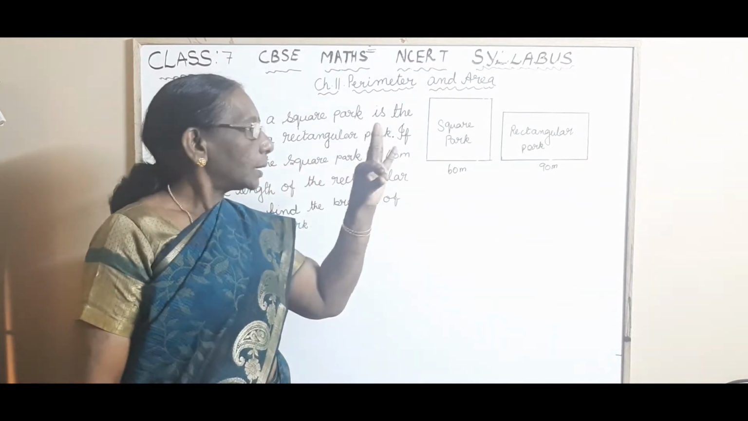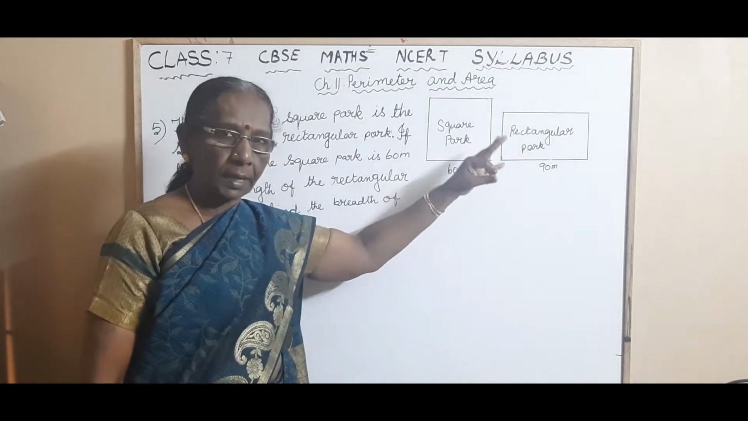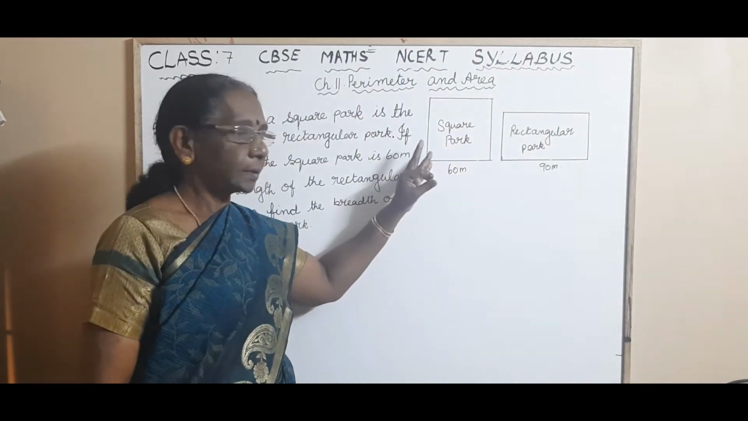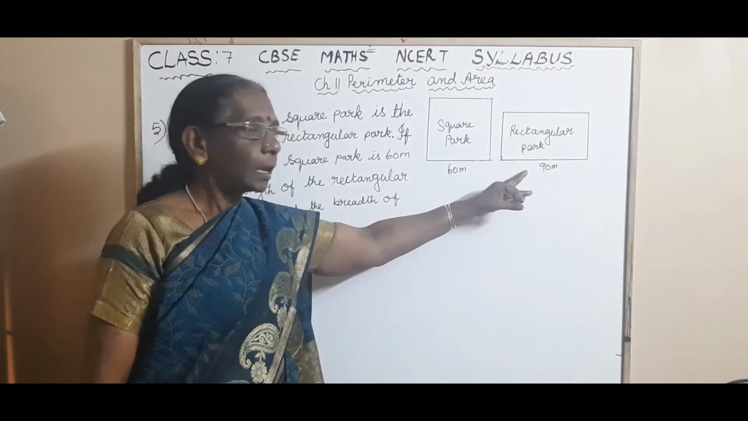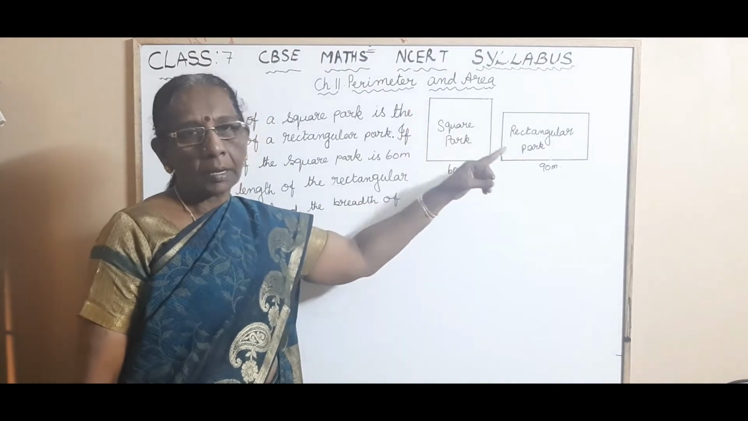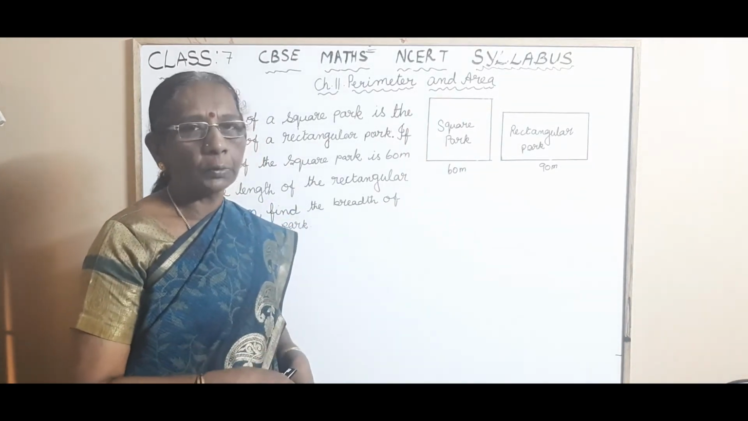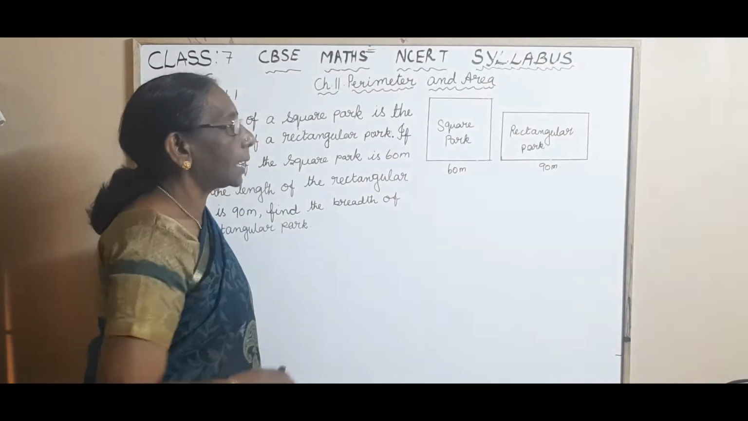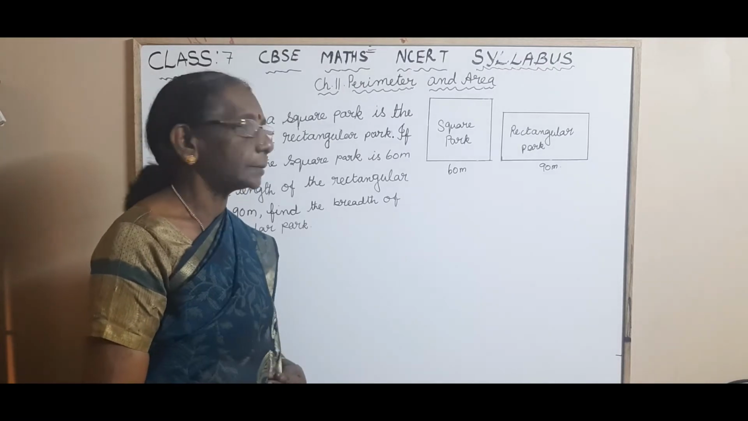One is the area of the square park and the rectangular park are the same. The other is the side of the square is given and the length of the rectangle is given. So using these three informations, we have to find the breadth of the rectangular park. Okay children, how to find?